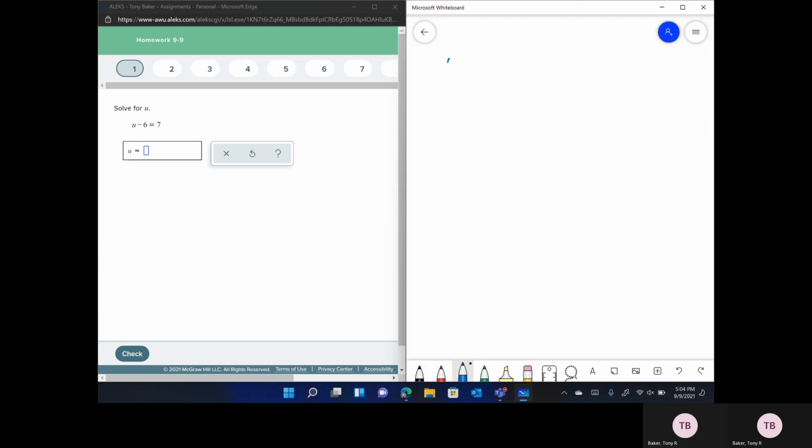All right, so we've got u minus 6 equals 7. I can tell you right now that I will bet everybody in this class can do this problem off the top of your head without even thinking. What's the answer? What minus 6 would give you 7?